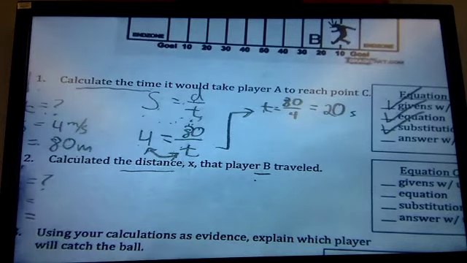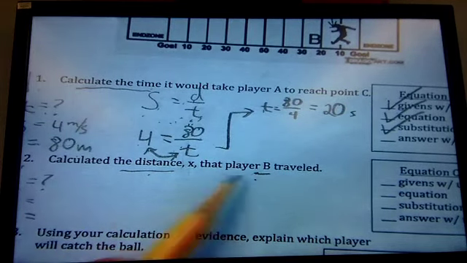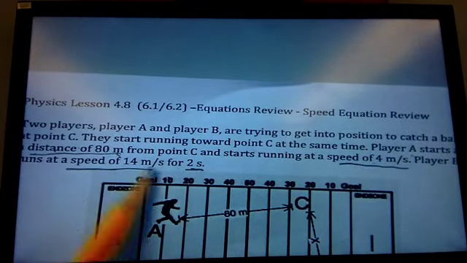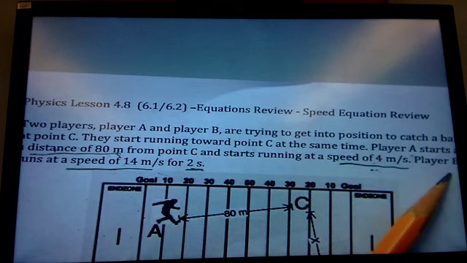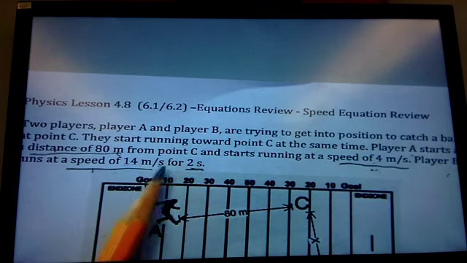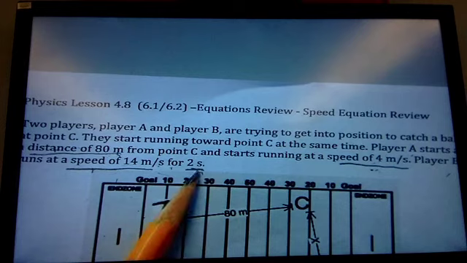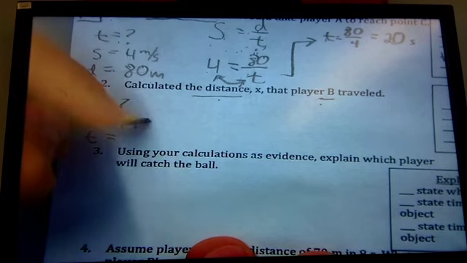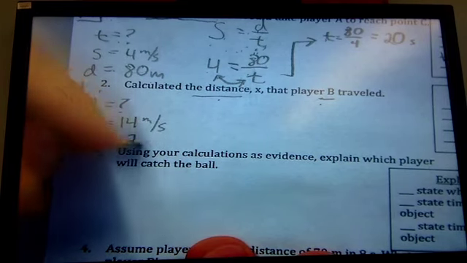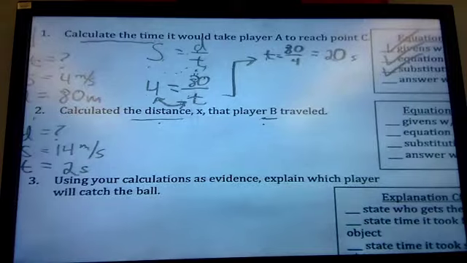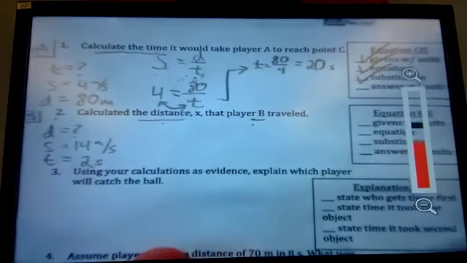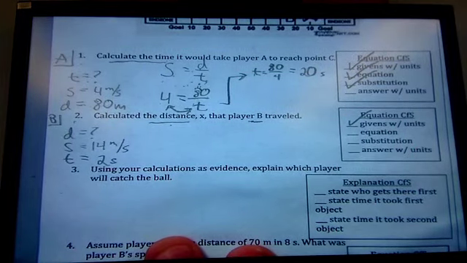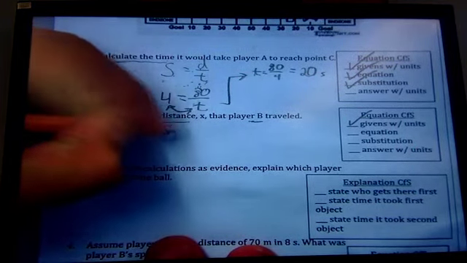Let's look at number 2. It was asking us for the distance for player B. I'm going to go back to my prompt. Here's player B's information. Player B, his speed, his time is 14 and 2. I'm going to write that into my givens. Speed was 14 meters per second. Time was 2 seconds. I'm going to place a check by givens with units. I've just listed them. Next, I write my equation. Here's the speed equation up here. I'm going to write it.